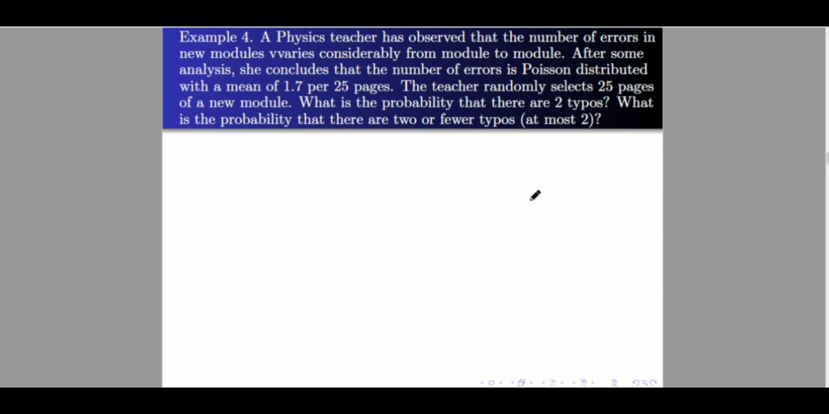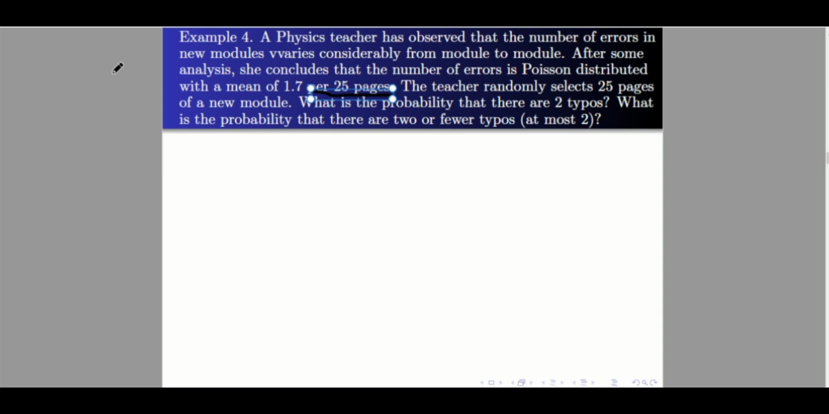A physics teacher has observed that the number of errors in new modules varies considerably from module to module. After some analysis, she concludes that the number of errors is Poisson distributed with a mean of 1.7 per 25 pages. So this is our interval per 25 pages. Now take note, the mean here is in decimal, 1.7. So when we talk about mean, it's not always a whole number.